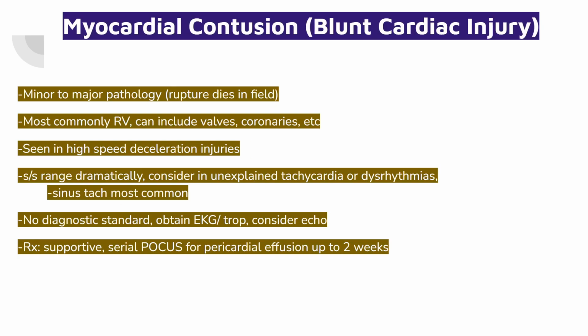Myocardial contusion, or better stated, blunt cardiac injury, ranges in spectrum of pathology. Right ventricle is more anterior, so most commonly affected, but obviously can include valves and coronaries and stuff. Seen in high-speed deceleration injuries where the chest hits the steering wheel. You should think about this when you see unexplained tachycardia or dysrhythmias, though of course, just like pulmonary embolism, sinus tach is the most common.